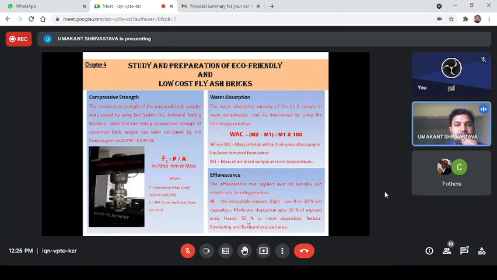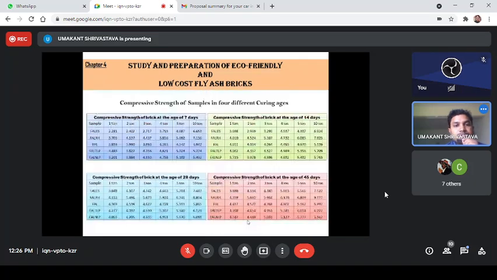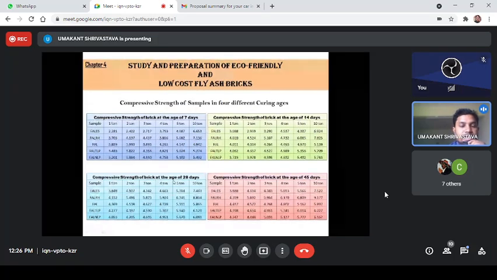For all these samples, we have calculated compressive strength at different curing ages. In the first table, we have compressive strength at the age of 7 days. In the second table, we have calculated the strength at the age of 14 days. Similarly, in the third table, we have calculated the compressive strength at 28 days and 45 days. And after the calculation, we found that the FALRH sample of brick shows the highest compressive strength of 9.177 MPa.